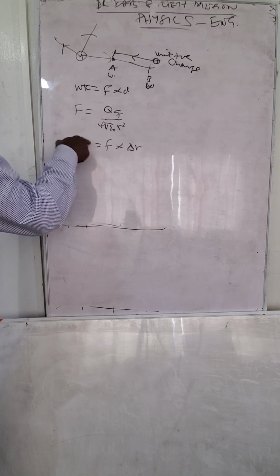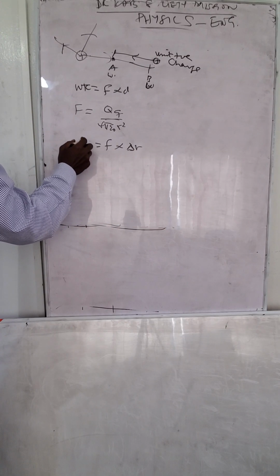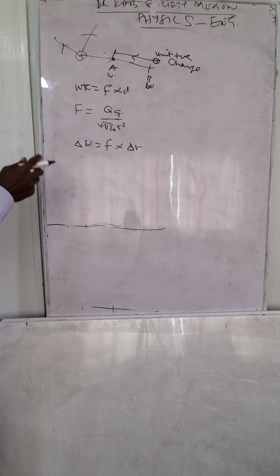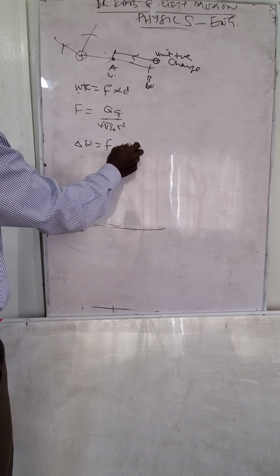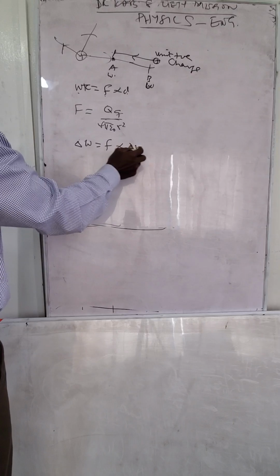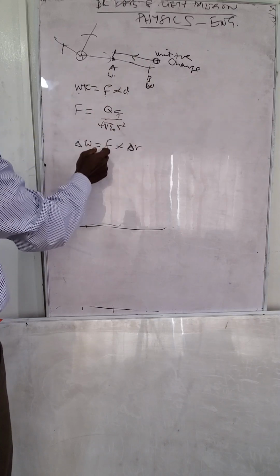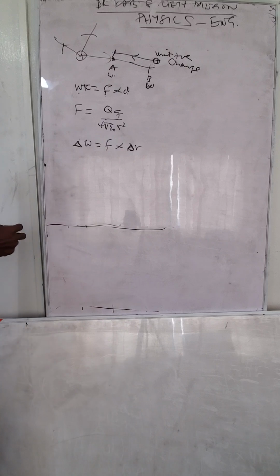And then this will be change in work, the change in work done. So this will be the force times the distance. Actual work done is force times distance. So change in r as distance. If you are looking at change in r, the distance in terms of space, then this becomes change in work.